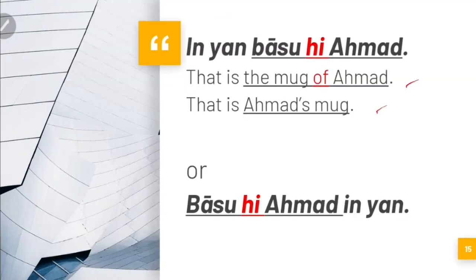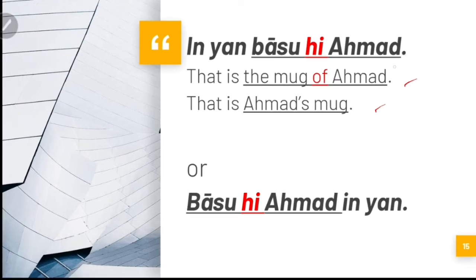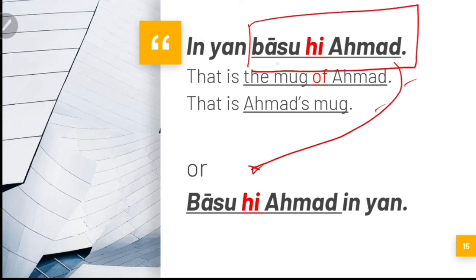And lastly, basuhi Ahmad inyan. Look, although we transpose this set of words, we cannot remove the word basu before the relator he, because these are dependent possessive relators. They must have an object and the owner attached to it. Basuhi Ahmad inyan. They cannot exist without these two.